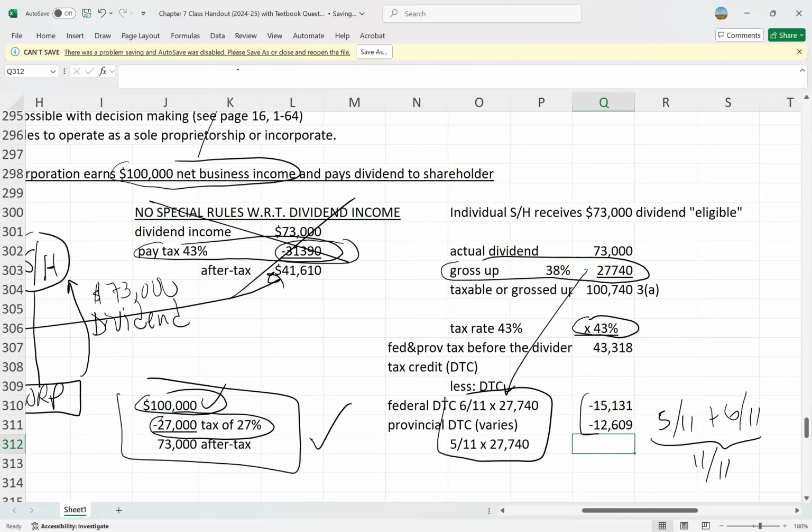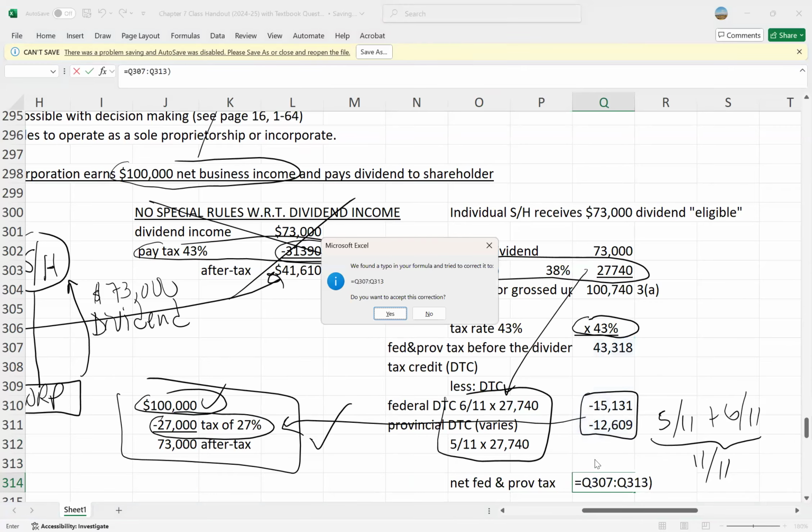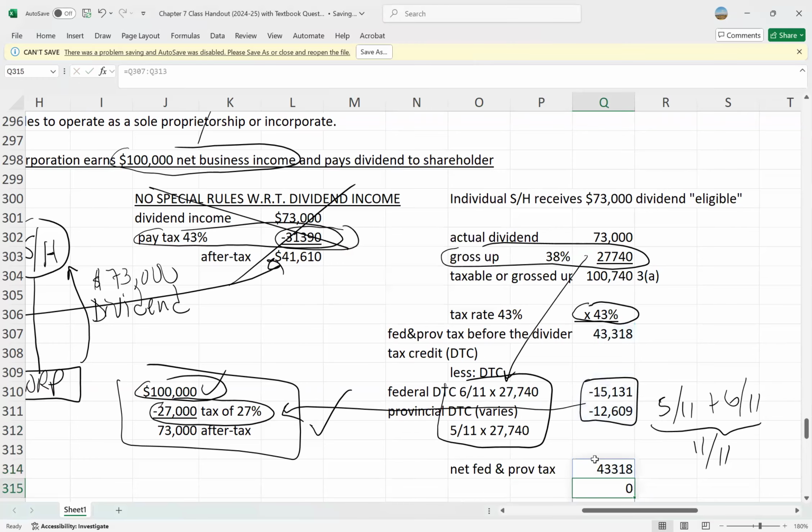This dividend tax credit is supposed to represent the amount of tax that the corporation paid, an estimate. The tax that the corporation paid was 27,000. So that's what the dividend tax credit is supposed to represent. And so when we think about the net federal and provincial tax, we're going to take the 43,318 minus the dividend tax credit. So the tax that will be paid, oops, hold on, that's not right.